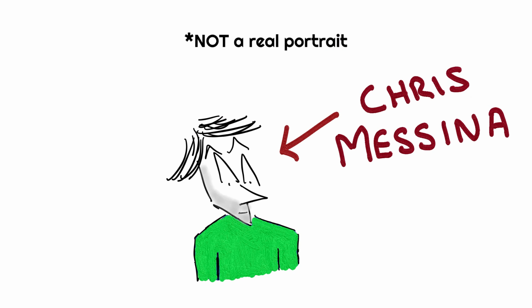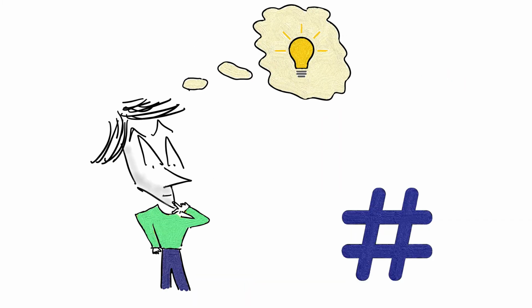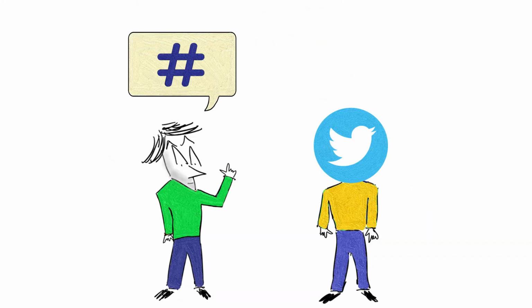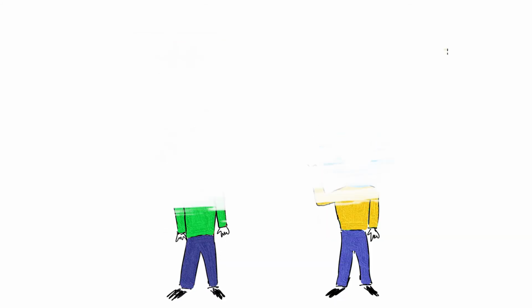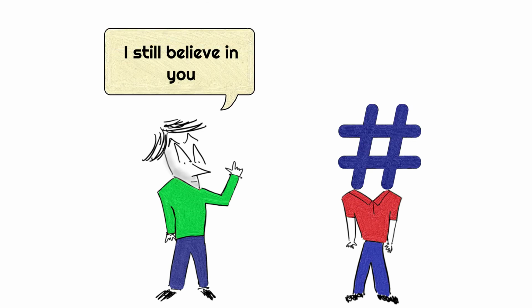This is where Chris Messina comes in. While running an internet consulting company in 2007, he had an idea. Remember earlier in the video when we talked about how hashtags were used in Internet Relay Chat? Well, our boy Chris Messina took inspiration from that and suggested the idea to Twitter. However, Twitter thought the idea was too nerdy and rejected it. He didn't give up. Instead, he started asking friends to give hashtag a try.